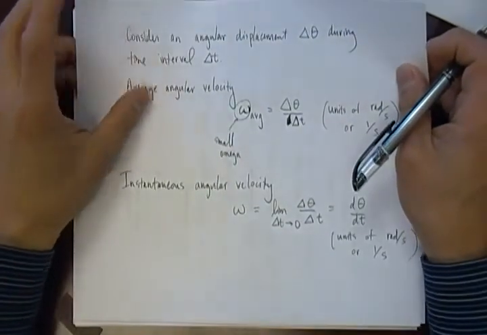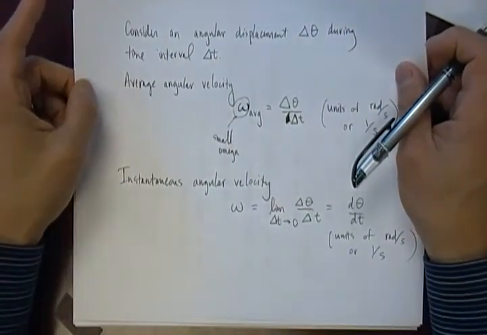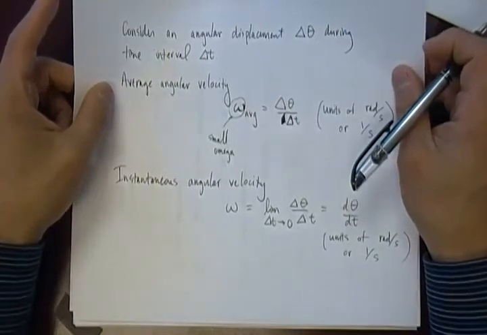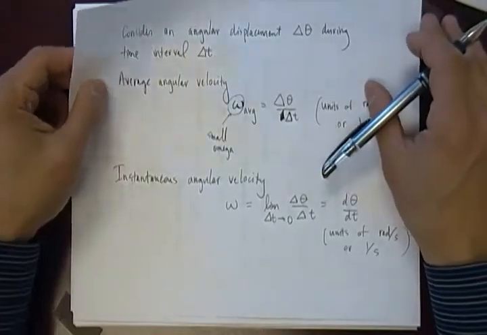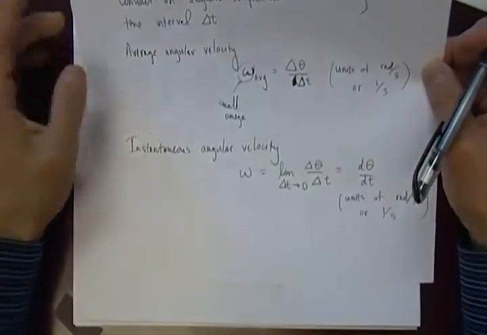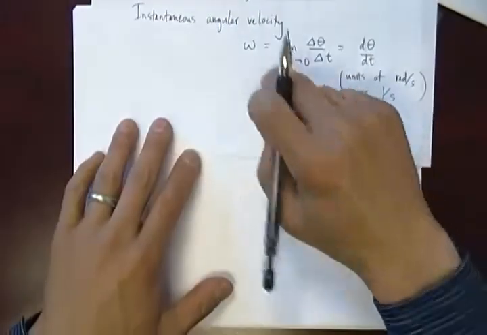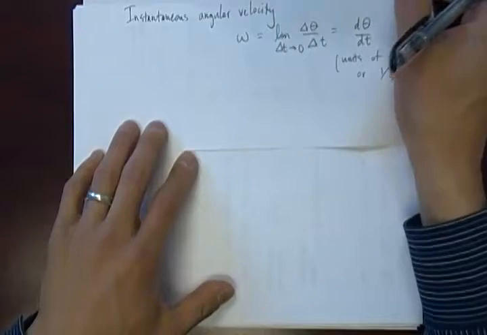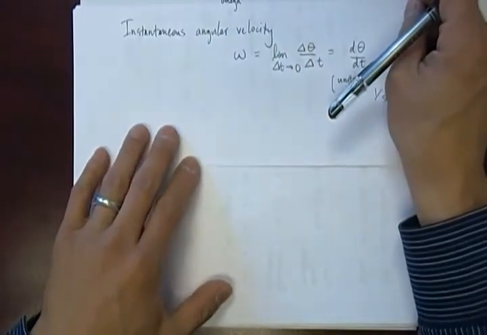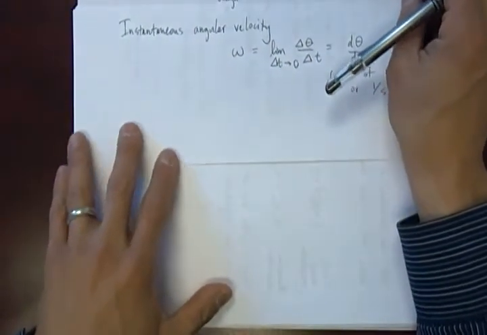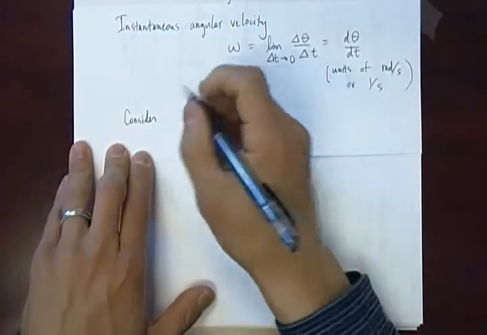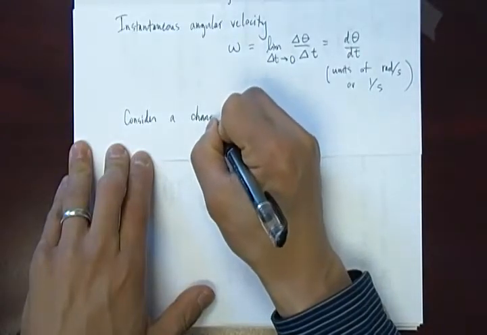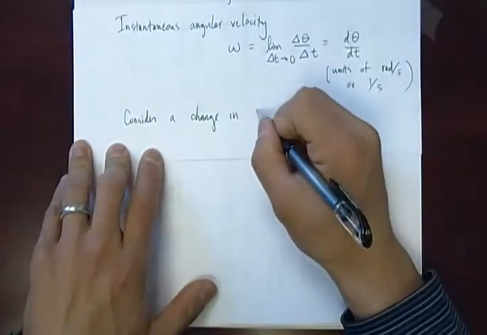The next thing we'll talk about is acceleration, angular acceleration. Just like we did for regular acceleration, we'll talk about a change in the velocity, or the change in the angular velocity. So now we're going to consider that this instantaneous velocity is changing with time. So we're going to consider a small change in this velocity. So consider a change in the angular velocity.